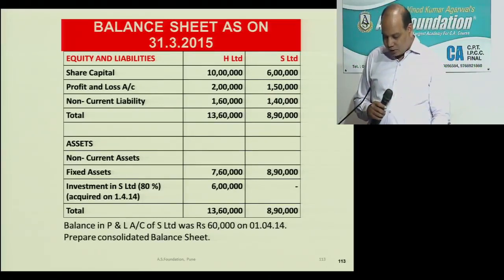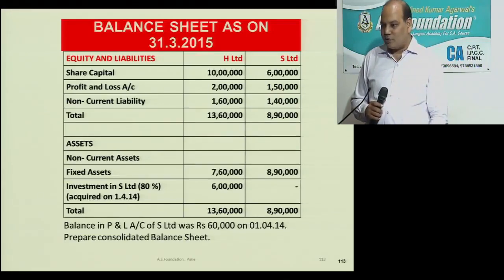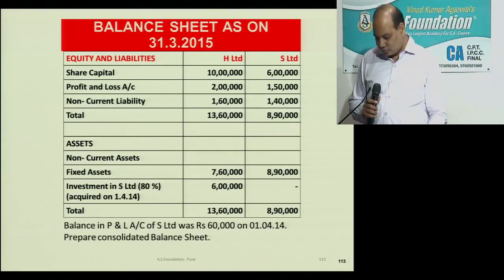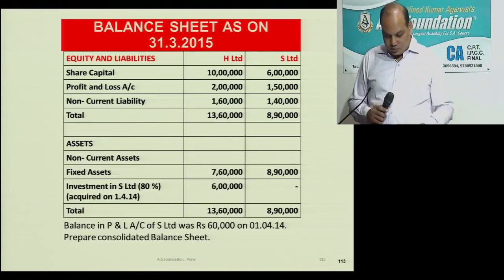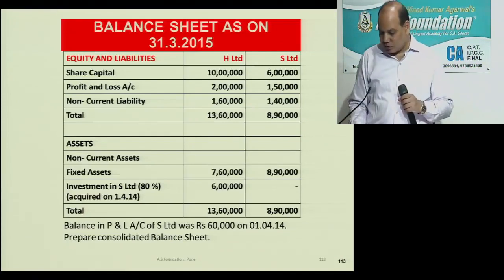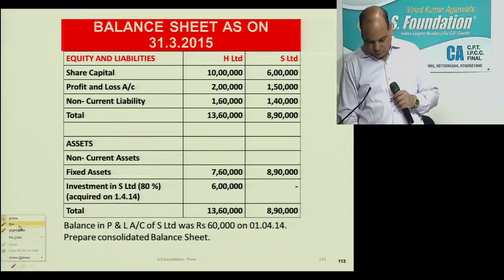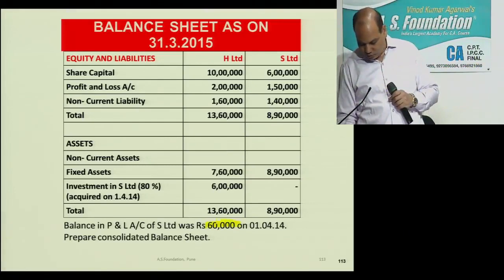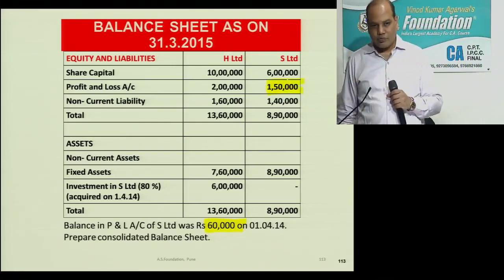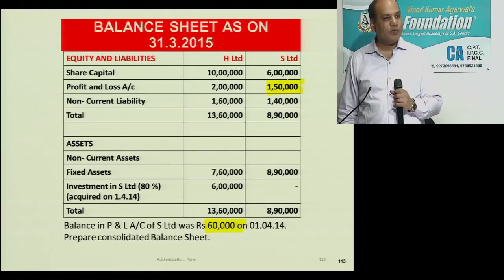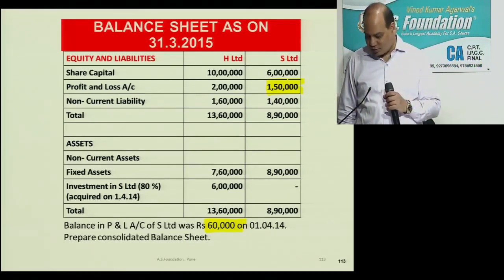And then they have said the balance in P&L account of S Limited was 60,000 rupees on 1/4/14. This we will call pre-acquisition profit. But the balance sheet figure contains P&L account of subsidiary as 1,50,000. So what is the post-acquisition profit of subsidiary? Can I say 90,000? Yes, 90,000. The difference between pre-acquisition profit and balance sheet figure is post-acquisition profit, 90,000.